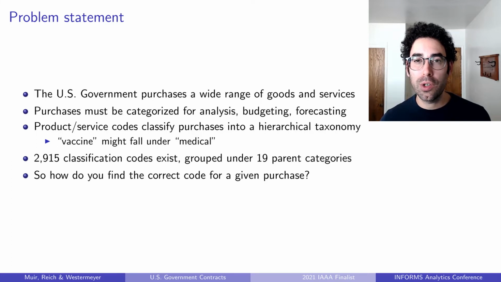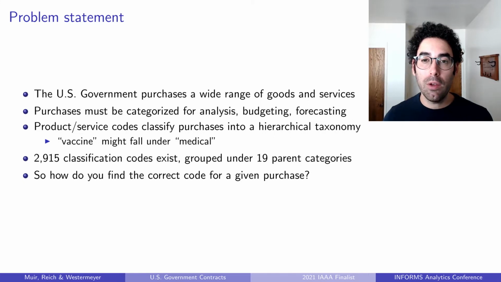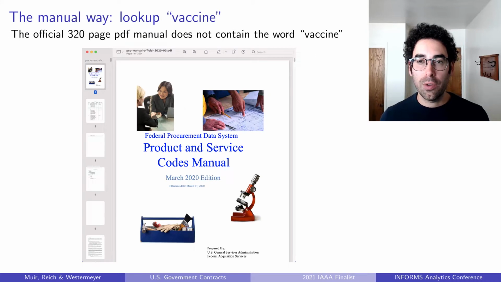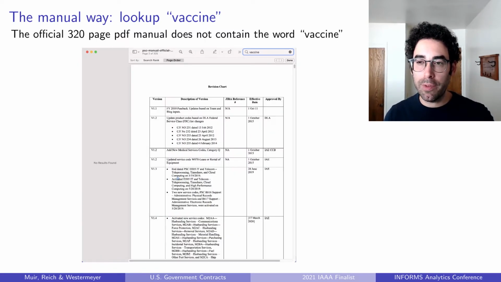So if you are the contracting specialist that's trying to put together a contract for a purchase, how do you find the right code for that purchase with so many options available? The U.S. General Services Administration, or GSA, publishes a manual called the Product and Service Codes Manual, and it's 320 pages long. And if you search for vaccine, what you'll find is there's no results. That word is not even in this manual. So trying to search the manual for vaccines is not going to give you any information.